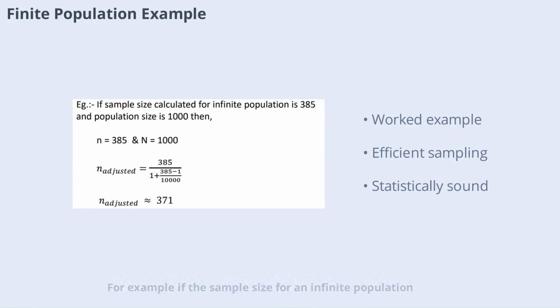For example, if the sample size for an infinite population is 385 and the population size is 1000, the adjusted sample size is calculated as n-adjusted equals 385 / (1 + (385 − 1)/1000), which comes out to about 371. This ensures that our sample is both efficient and statistically sound for the given population size.